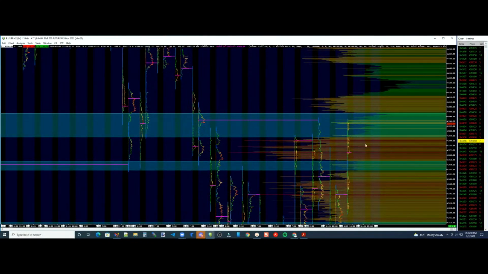I try not to initiate trades in high volume areas, because that's typically where you get your most chop. You get your most non-directional action. It's just up a little bit, then down a little bit, then up, and then you're just kind of rotating all around the pocket.